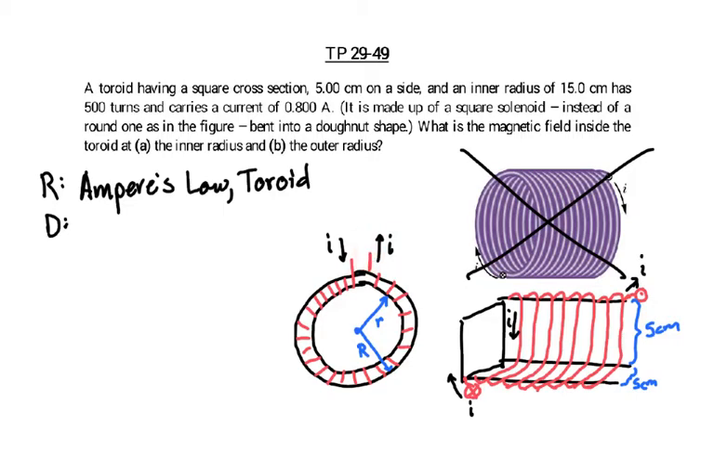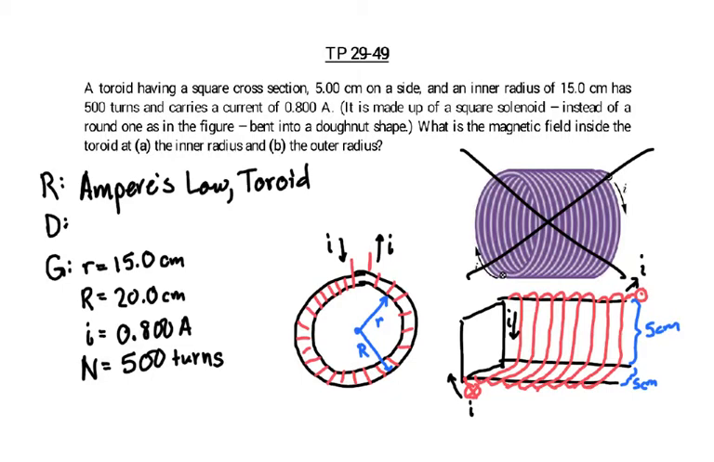Now, because I have a toroid, I have an inner radius, little r, and an outer radius, big R. We know what big R is based off of the given inner radius value and our square cross section. So our inner radius is going to be 15 centimeters and our outer radius is going to be 20 centimeters. That pretty much leads right into our given step. In addition to our dimensions here, we were also given the current through our toroid and the number of turns in our toroid. Alright, so let's move on to our assumption step.